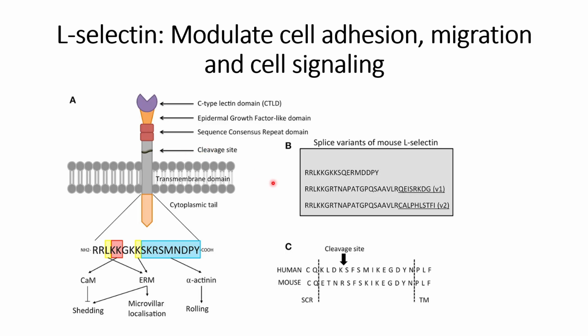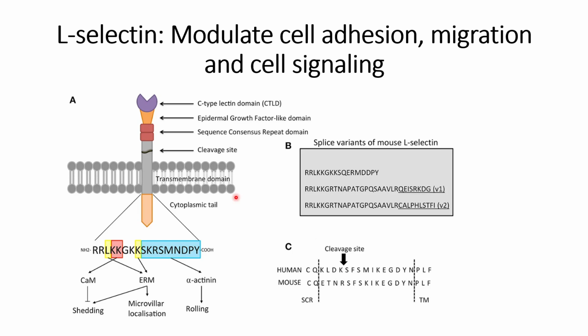Also, the cleavage site in the human is shown here, and when they compare the human and mouse cleavage sites, a region of the amino acid sequence is conserved. However, the sequence upstream of the cleavage site differs. In human L-selectin, the cleavage site contains KLDKS, whereas in mouse L-selectin it contains ETNRS. So this indicates that cleavage sites also differ based on the species.